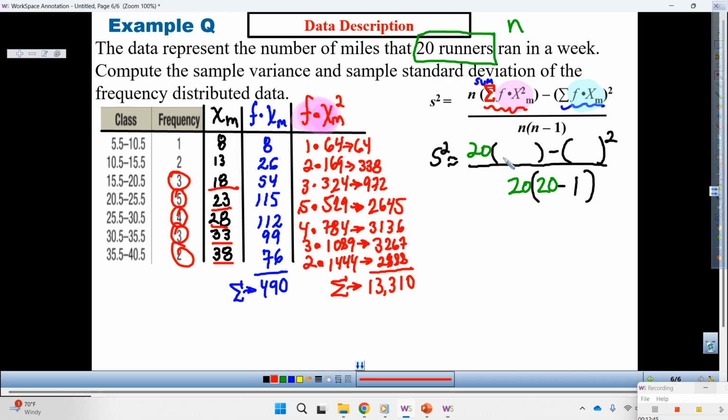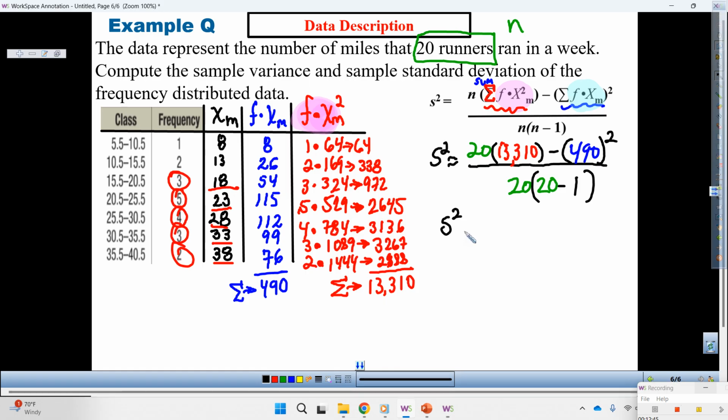In here, tell your neighbor what to write in the parentheses. And then JJ is going to enlighten us. What do we write in here? Go, JJ. Yes, 13,310. And what do we write on the other one, JJ? Yes, 490. It looks very familiar, right? Except now we're using midpoints for this distribution data.